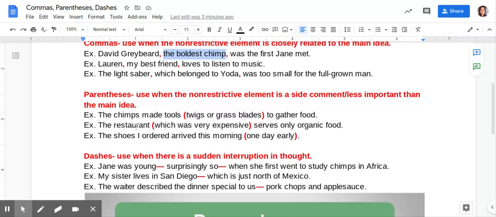The next example says, the restaurant (which was very expensive) serves only organic food. This is just a side comment. It's not that important, but they threw it in the sentence just to tell us that the restaurant was expensive. But that does not change the meaning of the sentence. And the last example is, the shoes I ordered arrived this morning (1 day early). 1 day early is a non-restrictive element, and it's more of a side comment. So that's why it is in parentheses.